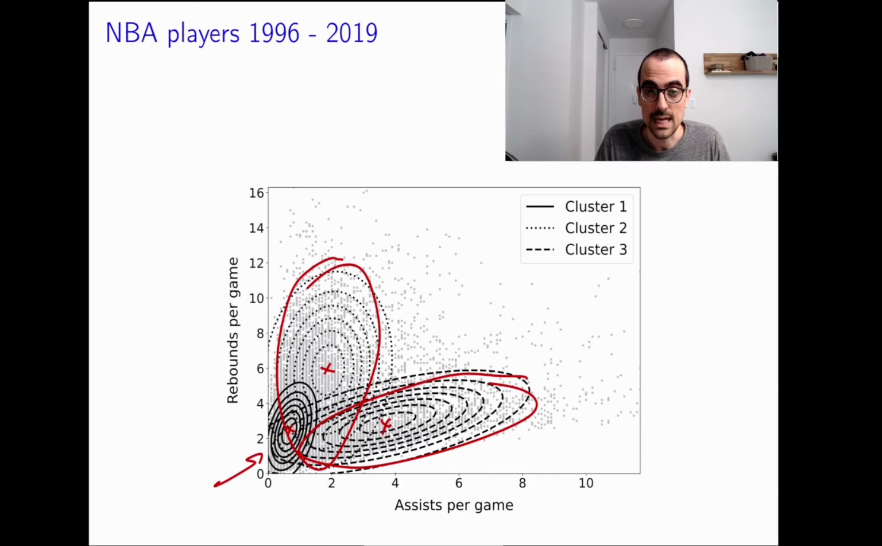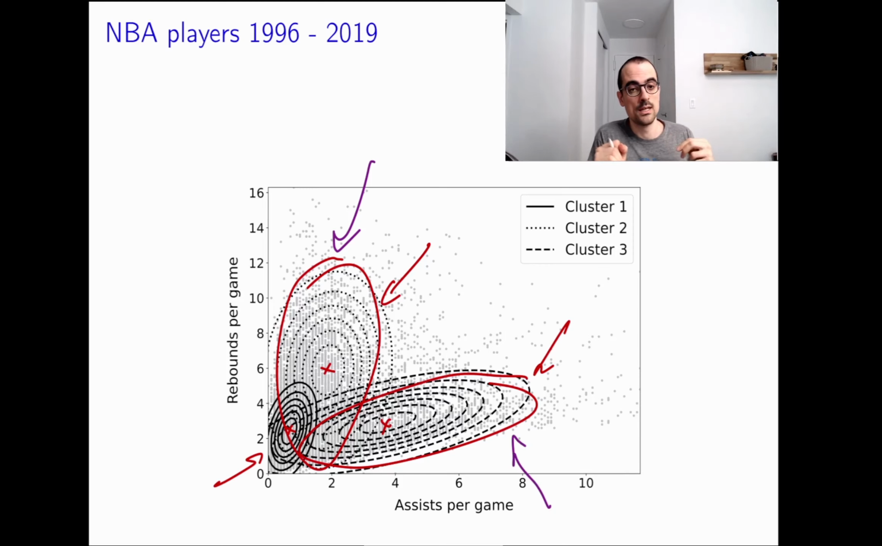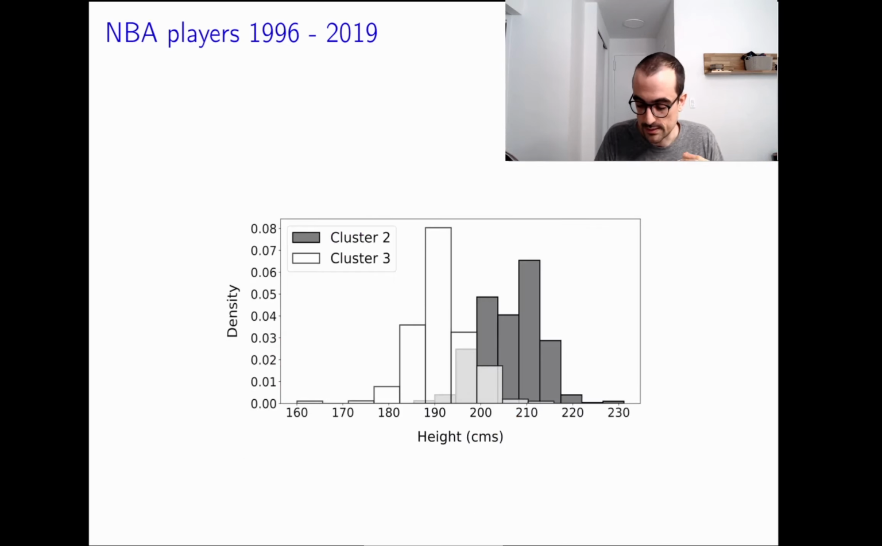It's always important to sanity check the results of your data analysis. So what we can do here is look at the heights of the players in each of these 2 clusters and see whether indeed we would expect these guys to be much taller than these guys if we have actually separated players according to their role. Again, this is just a sanity check. And when we look at the heights, that's exactly the case.